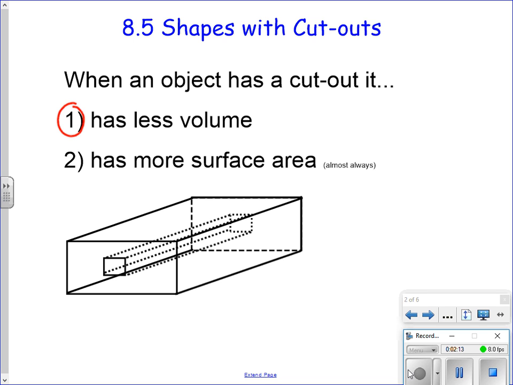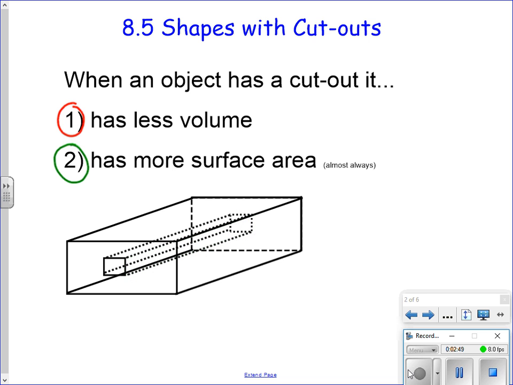The second thing here that's important is that when you have a cutout in a shape, you actually increase the surface area because you have additional surfaces in there. There's a wall in there, kind of like a cave, and those cave walls are additional surfaces to the shape. So you're going to have more surfaces and a bigger surface area, but on the flip side, you're going to have less volume, less space inside the shape.